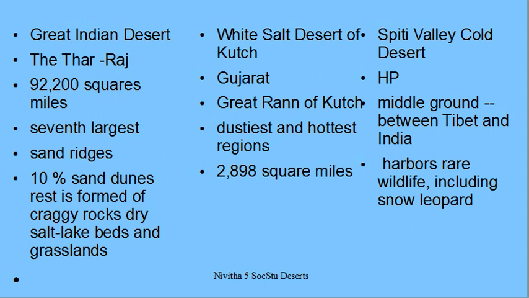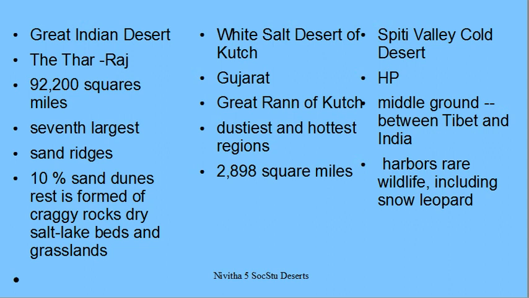Coming to other deserts, the special ones are the Great Indian Desert called the Thar in Rajasthan. The Thar in Rajasthan, 92,000 square miles, 7th largest desert, is home to sand ridges. You have trenches and ridges, sand ridges, that is small hills. 10% of the Great Indian Desert is sand dunes and the rest are craggy rocks, salt lake beds and grasslands. Because only 10% is sand dunes, it is mostly sand ridges and the 7th largest.